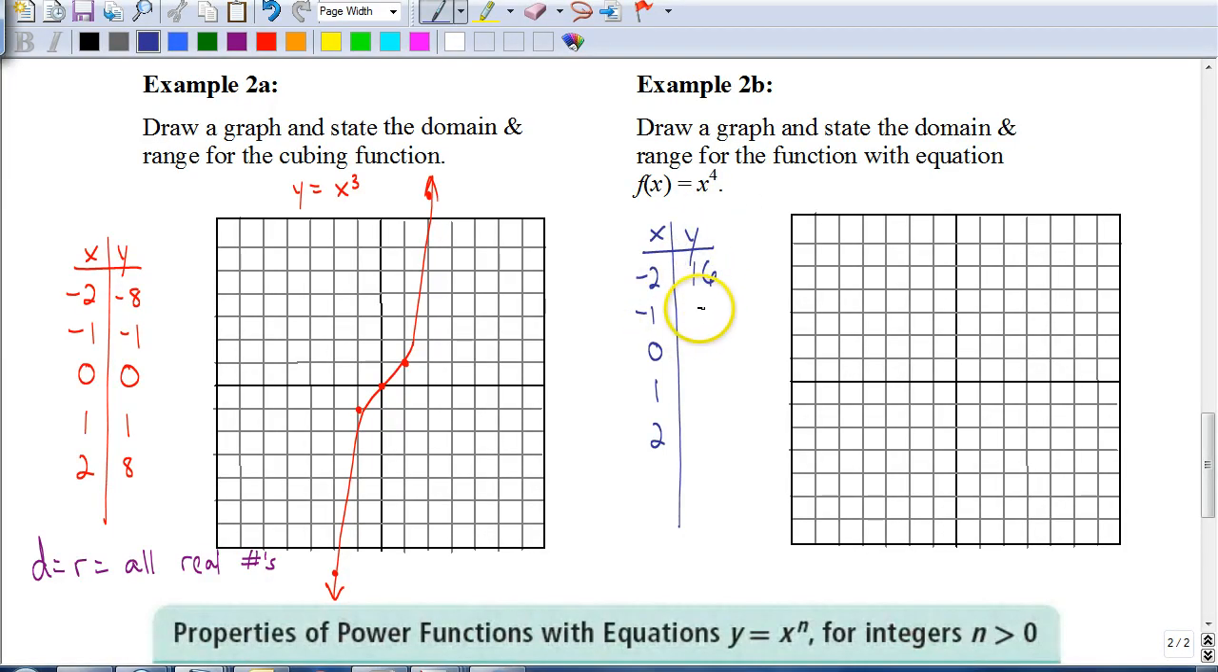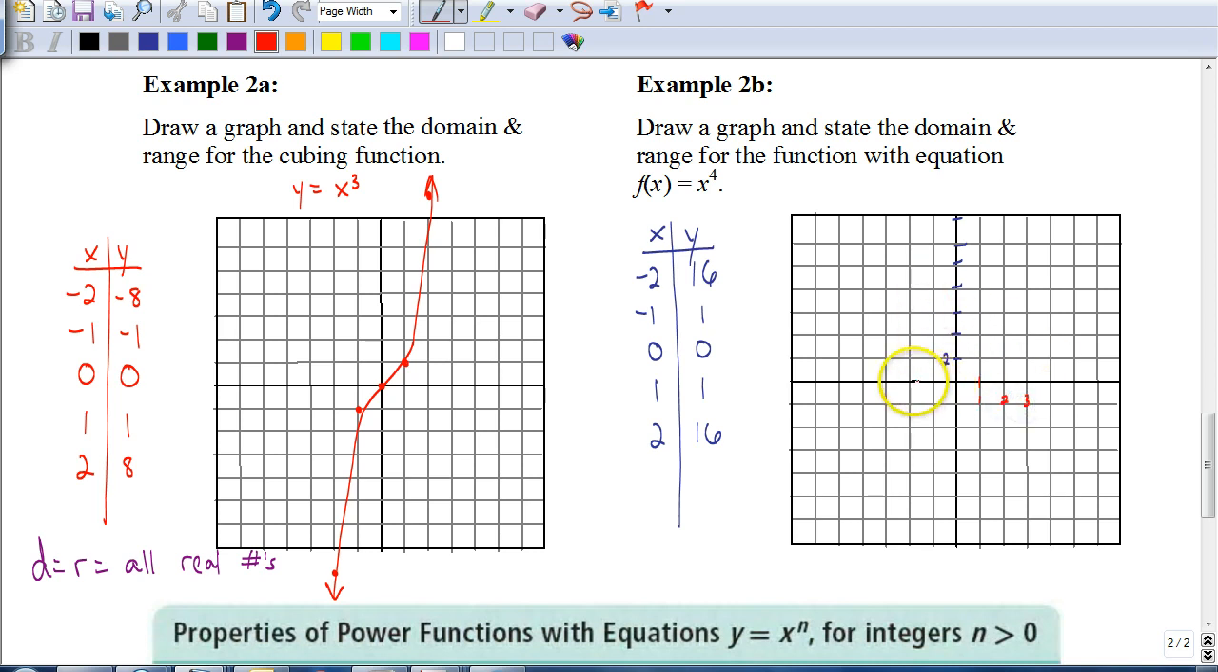Negative 1 to the fourth power is going to be a positive 1. 0 to the fourth power is 0, 1 to the fourth power is 1, and 2 to the fourth power is a positive 16. So my y-axis, since I need to go up to 16, I'm going to count by 2's here. So 16 would be up here. Okay, so negative 2, positive 16.